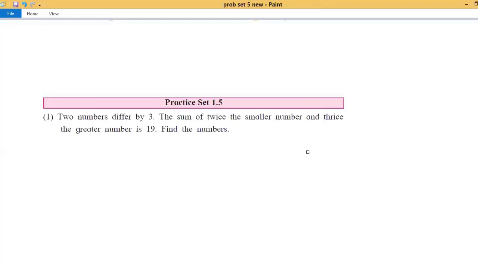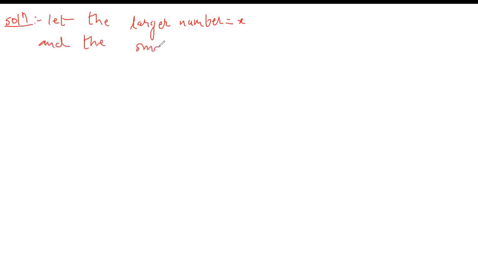One is the larger number and another is the smaller number. In the solution, I'm going to consider first the larger number. Let the larger number equal x and the smaller number equal y.